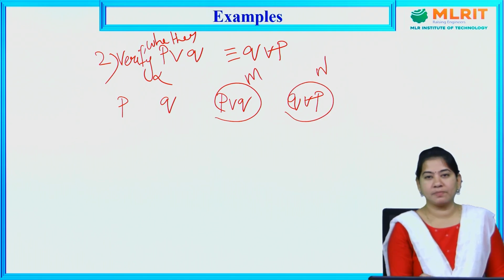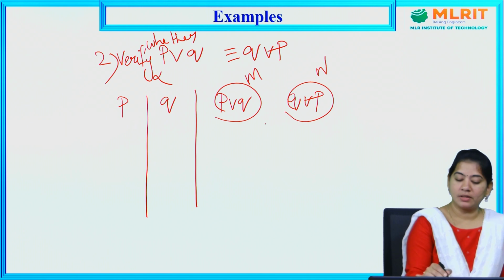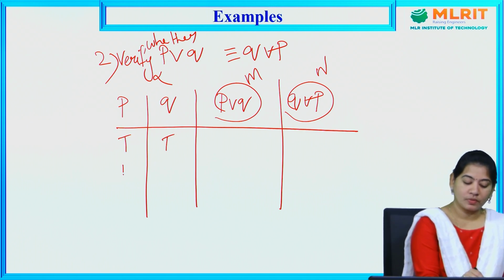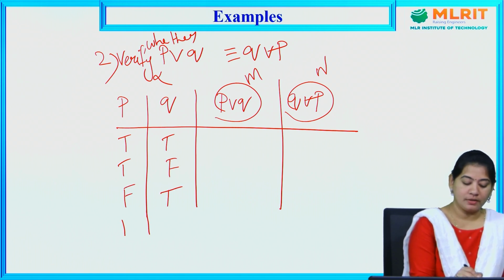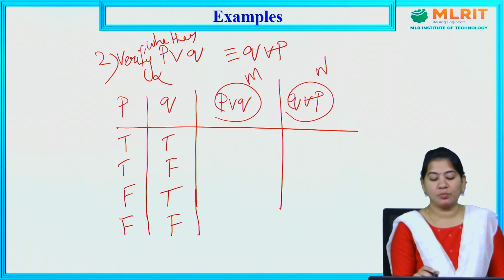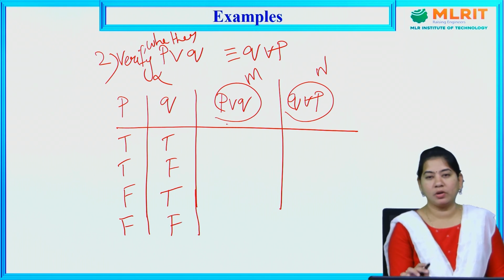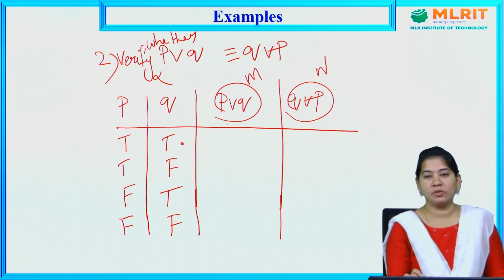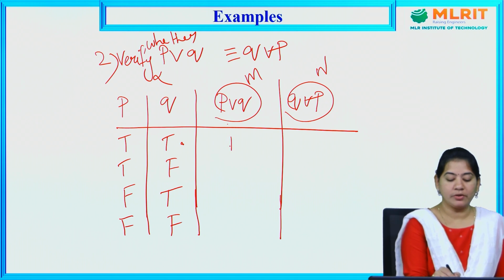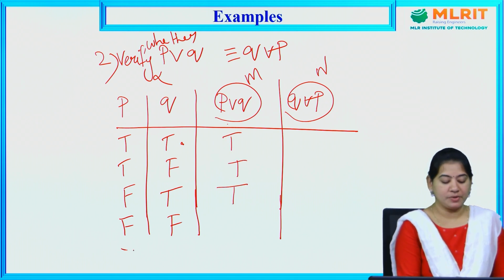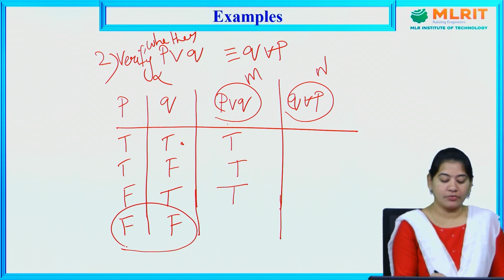Compound statements. Now construct the truth table for this. True, true, true, false, and here you will get false, true, and here false, false. So P or Q means disjunction. Both are disjunctions only, whether it is P or Q or Q or P. And the condition for the disjunction is, even if one statement is true, the resultant truth value you will get as true. So true, true gives true. True, false is true. False, true is true. But here, if you observe, we don't have any true statement, both are false statements, then you will get only false.